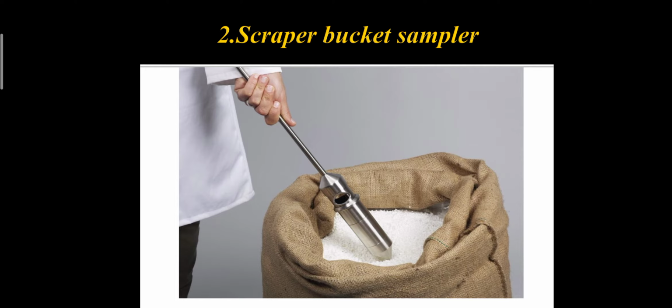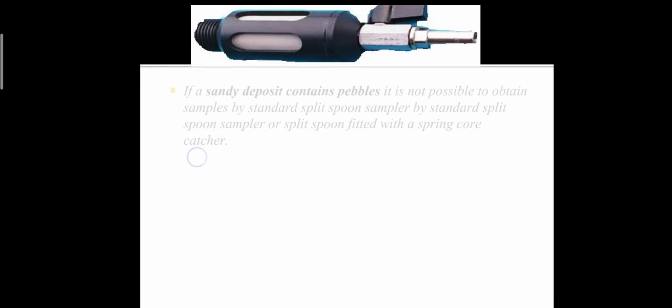It's பார்க்குறதுக்கு ரொம்ப சின்னதாக இருக்கும். The size is very small and it has a small opening on its sides. It will allow only the sample to be collected inside and water will not go inside. This is a modernized form of a scraper bucket sampler.